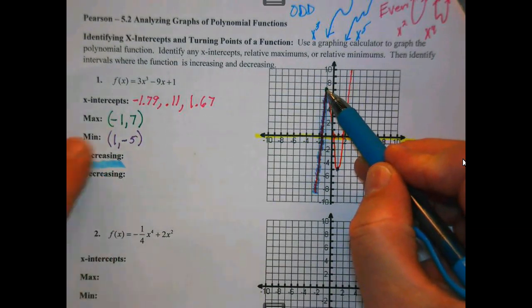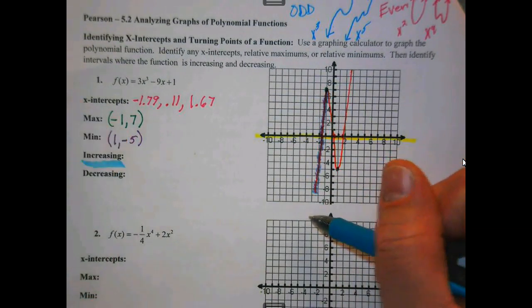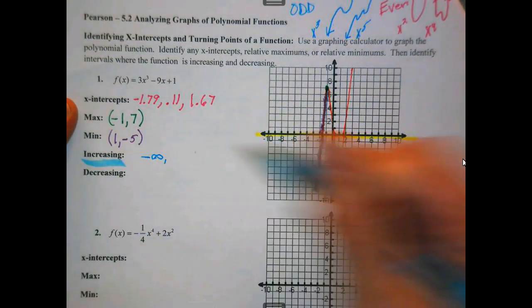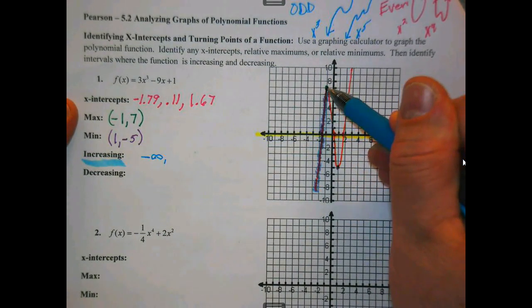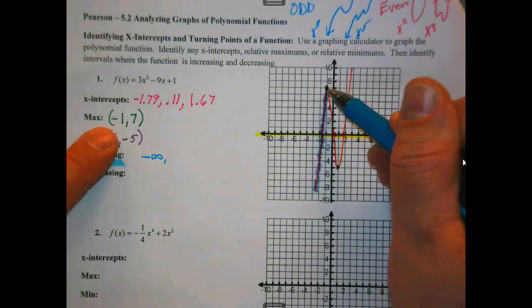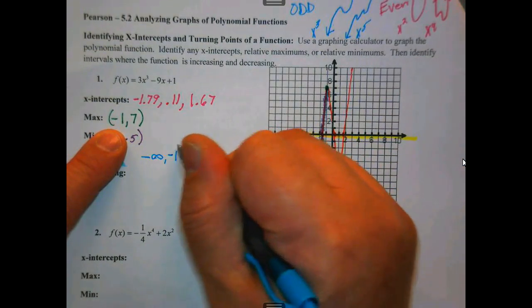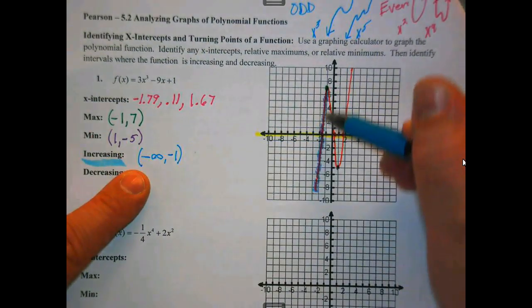my x value for the turning point max is -1. So it starts out from -infinity, keeps going up until it hits the turning point x value, because I'm looking at the domain. And that is going to be, I'm looking at my max x value, -1. Okay, so here's my increasing, my first section.